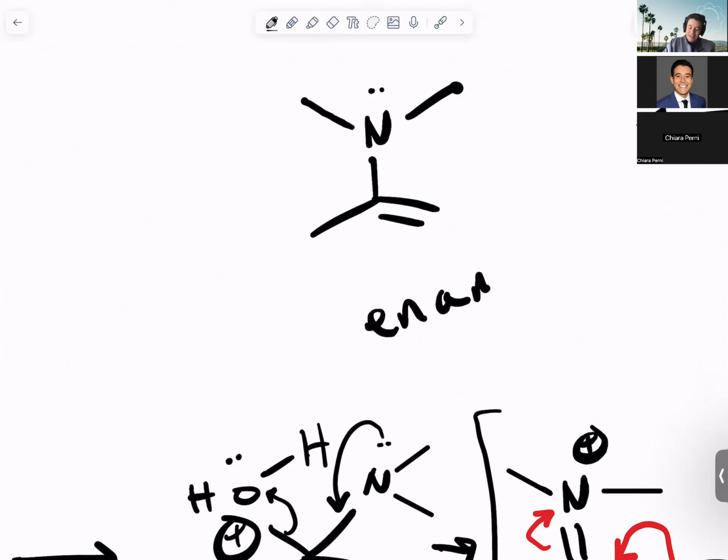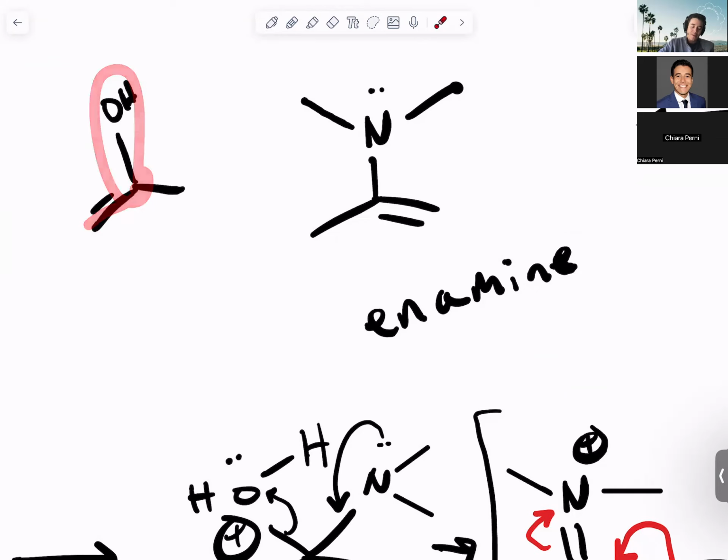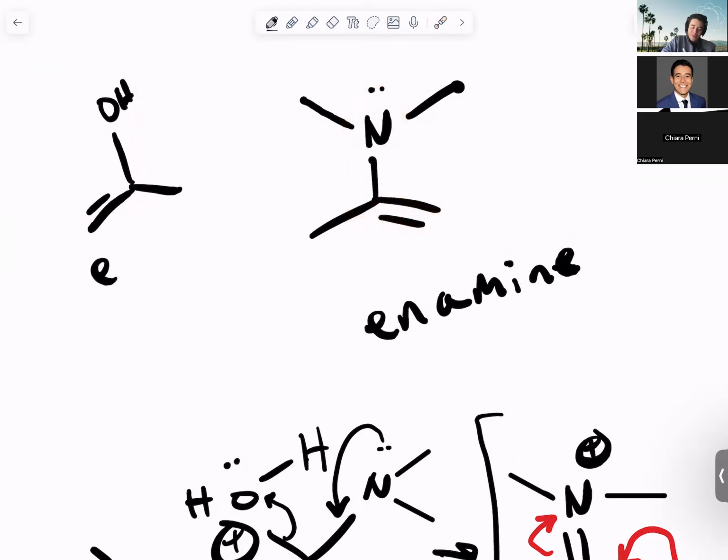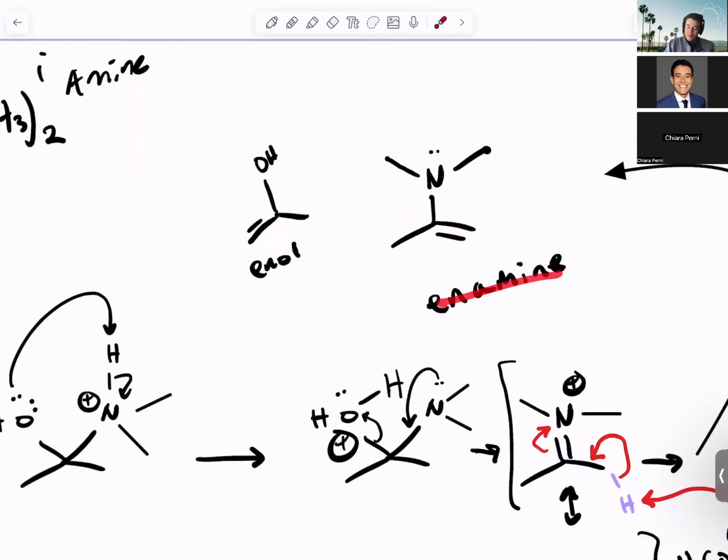Just like you had enols, right? A double bond with the alcohol. An enol was something like this, and then the OH. It's the same thing. It's a double bond and then the carbon that's connected to the O, that's why we call it an enol. And this is a double bond connected to the N, so now it's not an enol, but an enamine. So here we go, enamine. Now you have a new group.